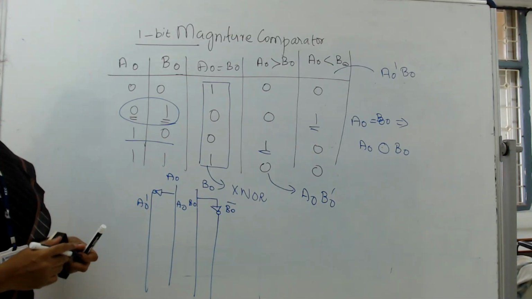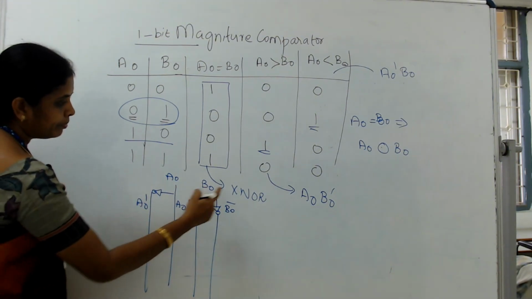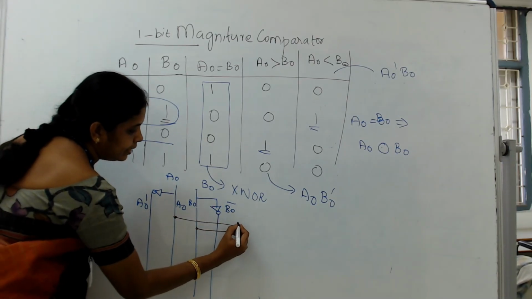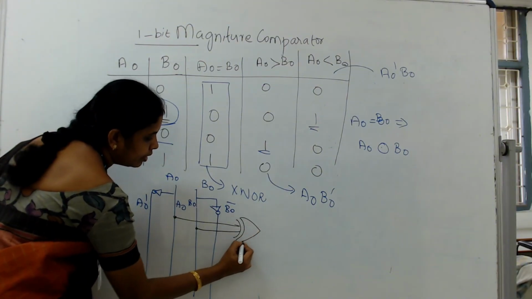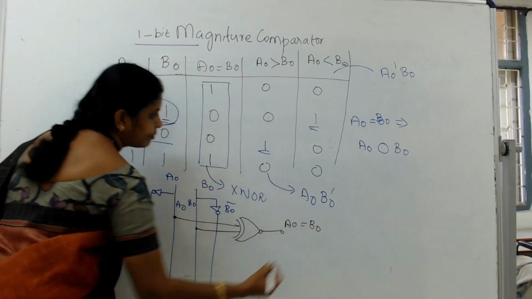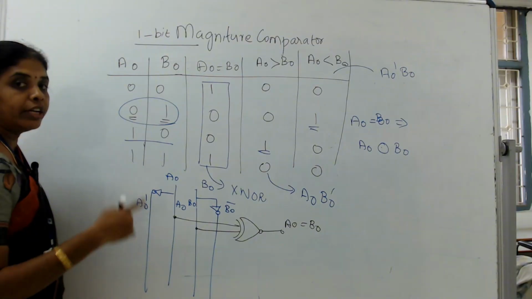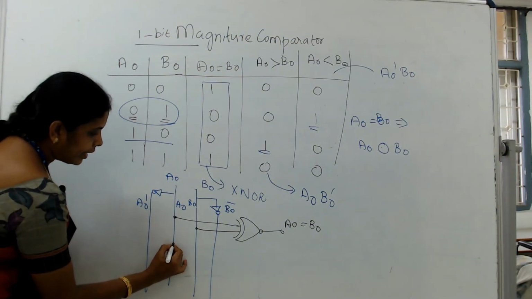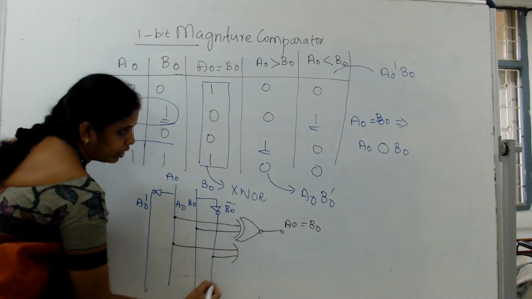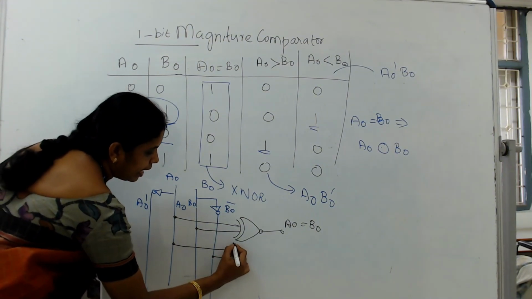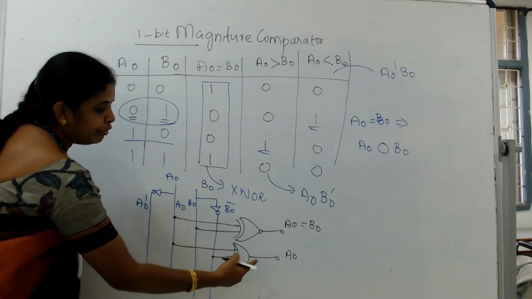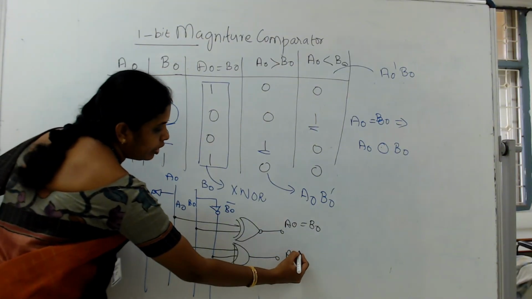Now we have to draw the logic diagram. Taking A naught and B naught, I connect the signals to an XNOR gate. The output is A naught equal to B naught. Similarly, for A naught greater than B naught, I have to take the true value of A naught and the complement value of B naught, so I use an AND gate. The output is A naught into B naught bar.